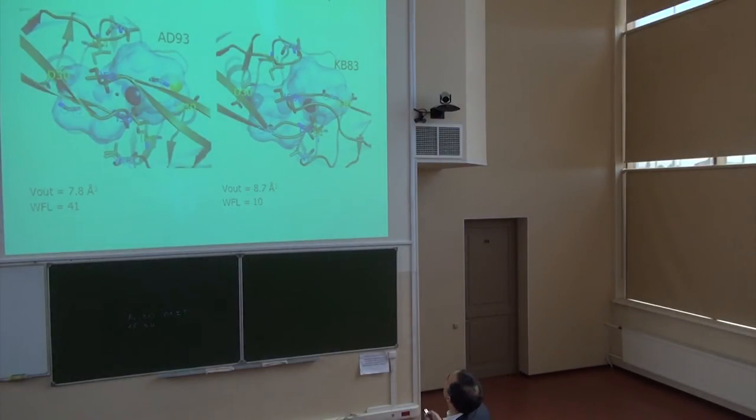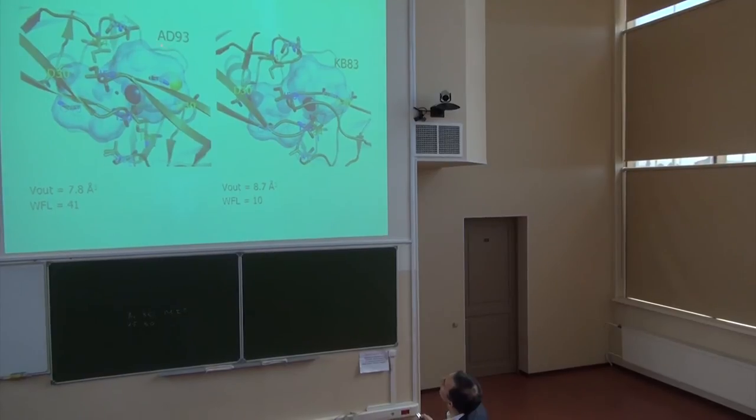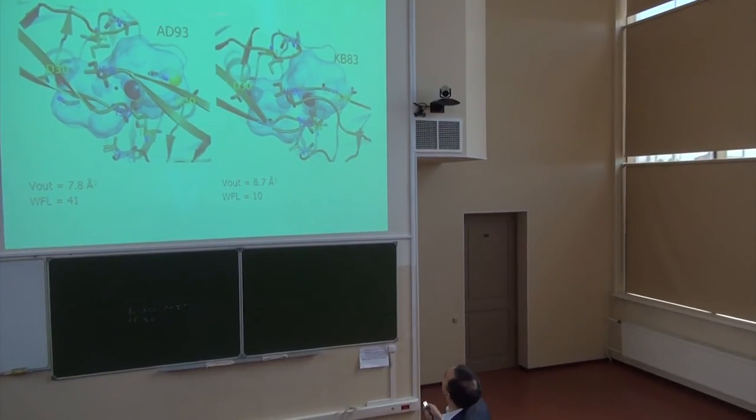So this is two parent compounds, AD93 and KB83. And this is the substrate envelope, and they basically bind inside. There's this, I think it's carbonyl, if it's red.